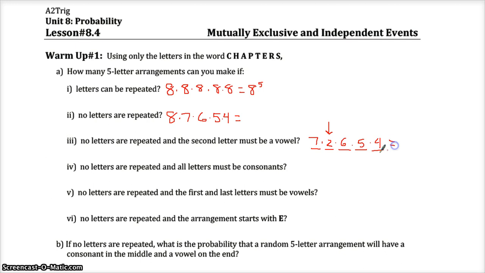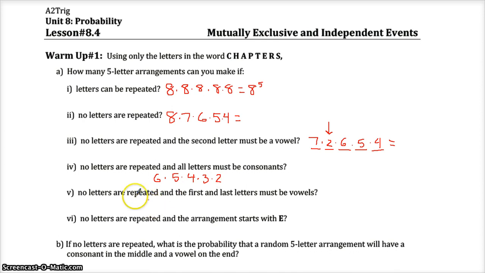Then no letters are repeated, and all the letters must be consonants. All right, so there's only 6 consonants up here. So 6, 5, 4, 3. This one I think I actually know in my head. Times 2, I think it's 720, but we'll see.